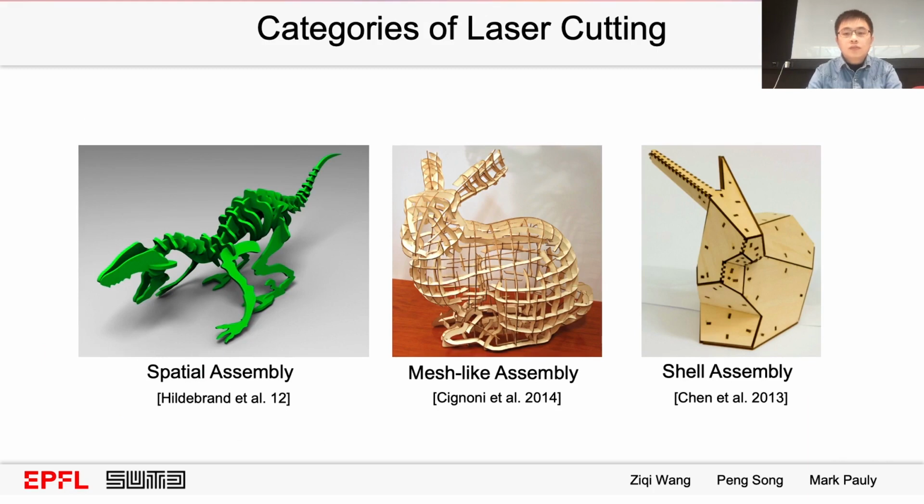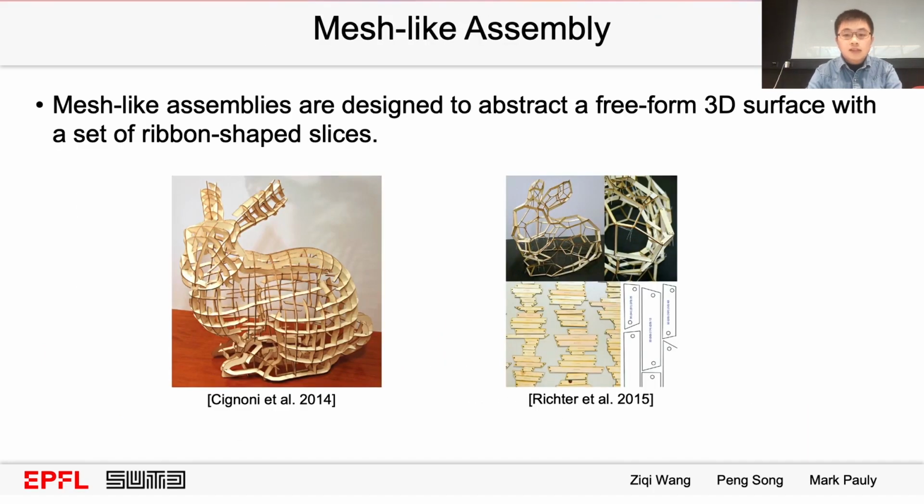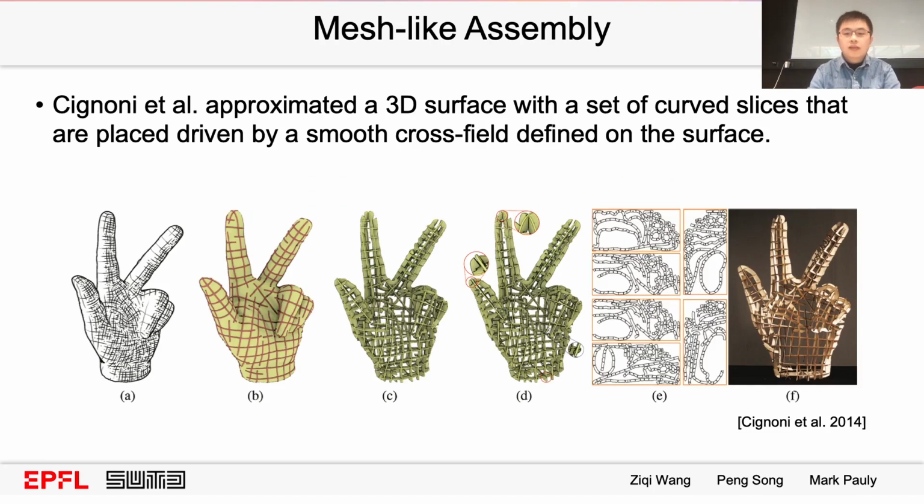Then let's review the mesh-like assembly. Mesh-like assemblies are designed to abstract a free-form 3D surface with a set of ribbon-shaped slices. Cignoni and their colleagues use long curved slices with prefabricated half joints, while Richter and their colleagues use short straight slices joined with additional connectors. We take the left paper as an example.